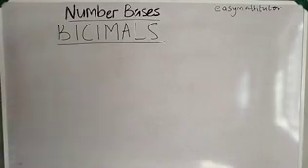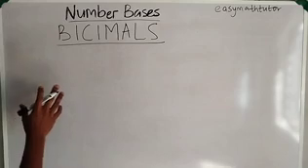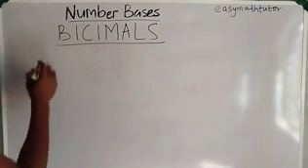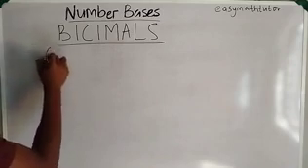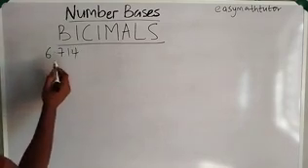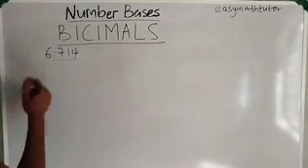What are BICIMALs in number basis? Put simply, BICIMALs are decimals in base 2 form. For example, in base 10, we can have a number like 6.714, right? And we call these decimals, all right?